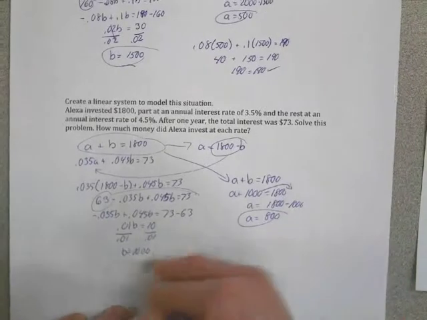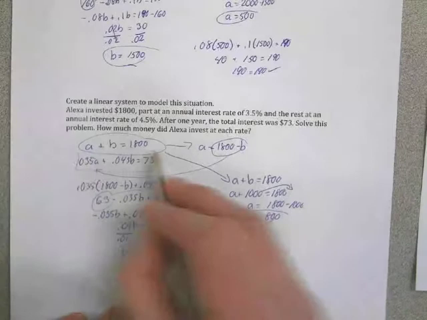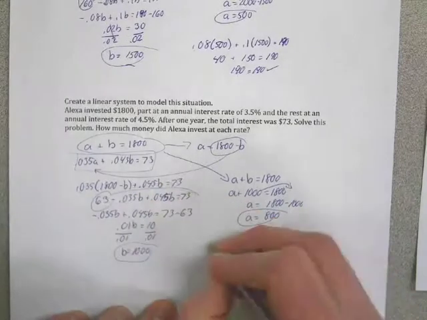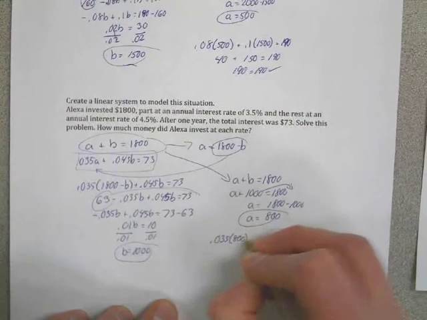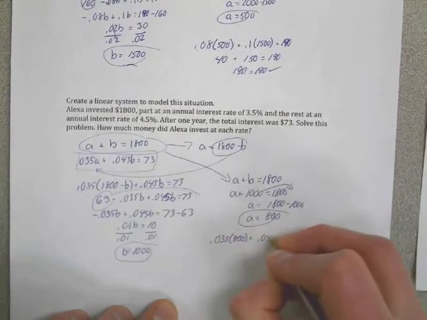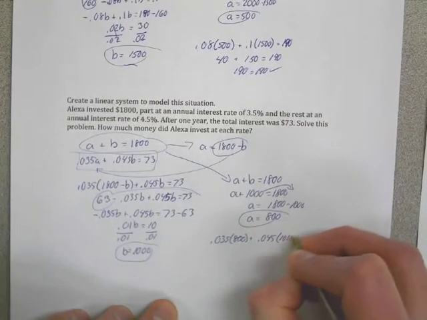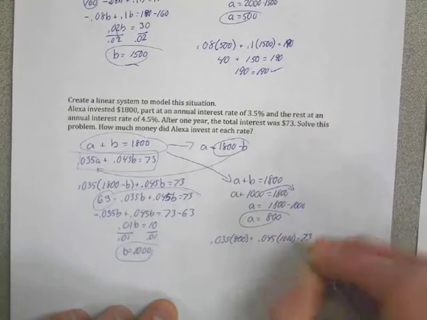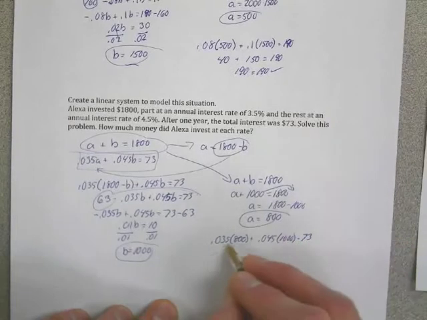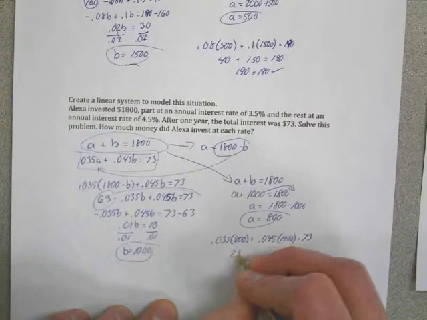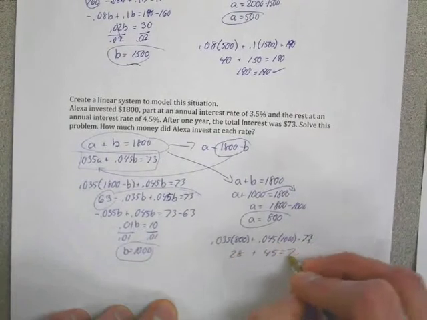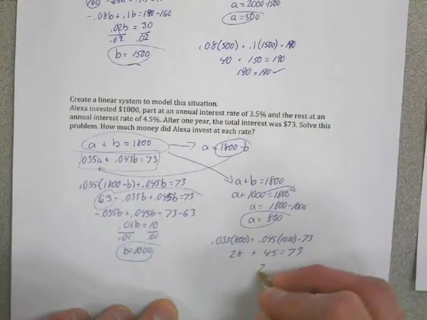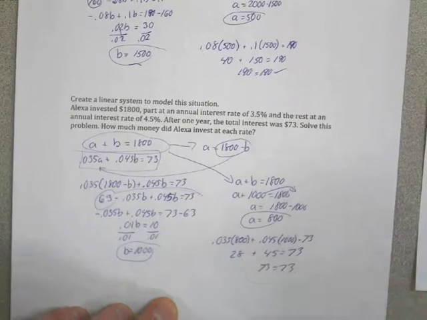I then plug A and B into the other equation, which is this one, and see if I get 73. So 0.035 times 800 plus 0.045 times 1,000 is equal to 73. 0.035 times 800 is 28. 0.045 times 1,000 is 45. 28 plus 45 is equal to 73. And 73 is equal to 73.